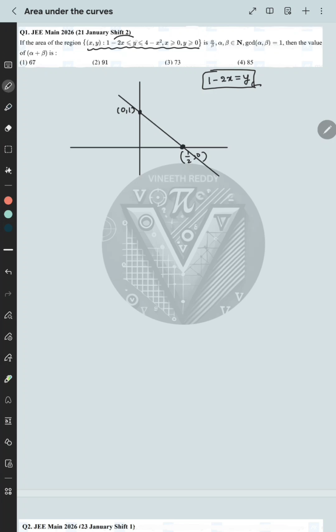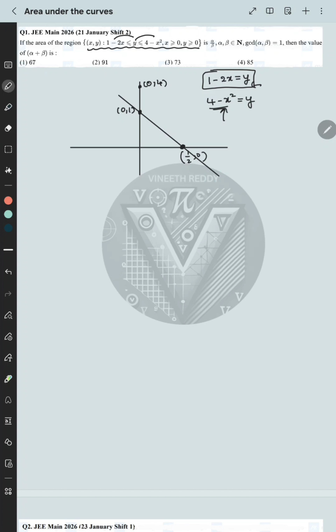Now, the next part is this part. y is less than or equal to 4 minus x square. So we will do one thing once again. We will remove the inequality and place the equal to sign. So we have a parabola. Now this parabola is vertical. That means it is symmetrical with respect to the y-axis because we have an x square term. And when x is equal to 0, we get y is equal to 4. That means it should pass through the point 0, 4. And it should be facing downwards because the coefficient of x square is negative.